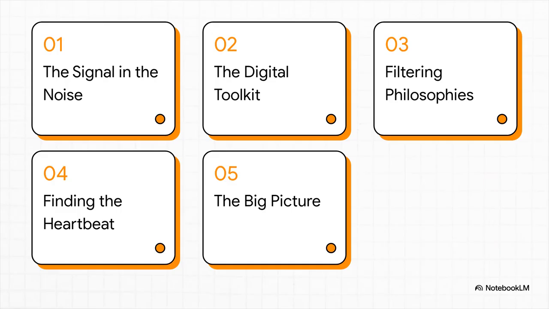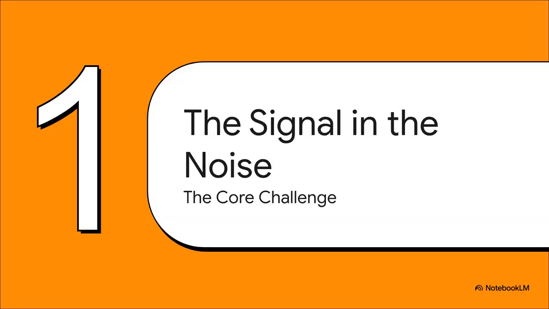So here's the game plan. First, we'll tackle the fundamental problem of just how noisy medical data can be. Then we'll unpack the surprisingly simple tools we use to solve it. After that, we'll compare the two major design approaches, see a filter in action finding a heartbeat, and finally we'll zoom out and look at why this technology is such a massive deal. All right, so let's jump right in.